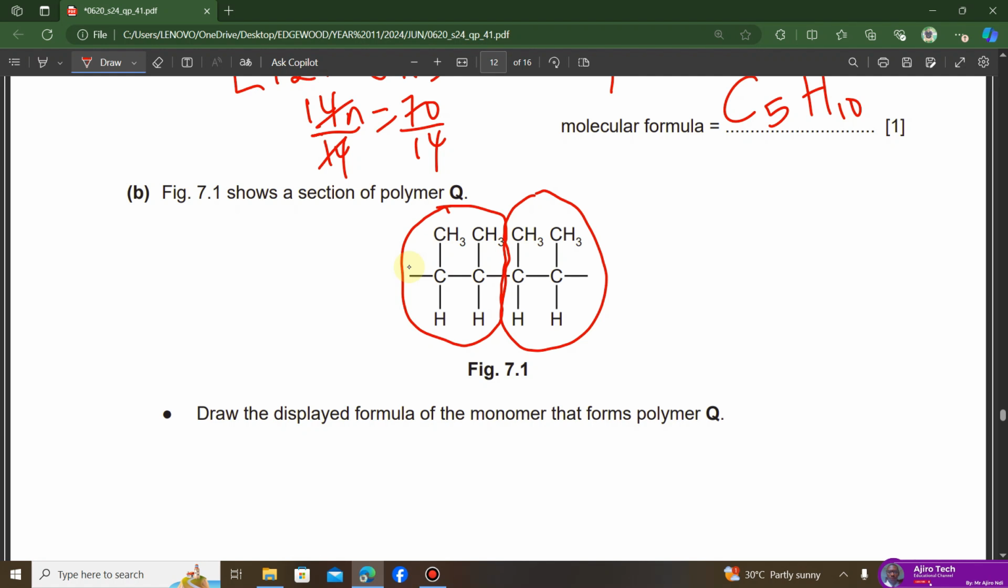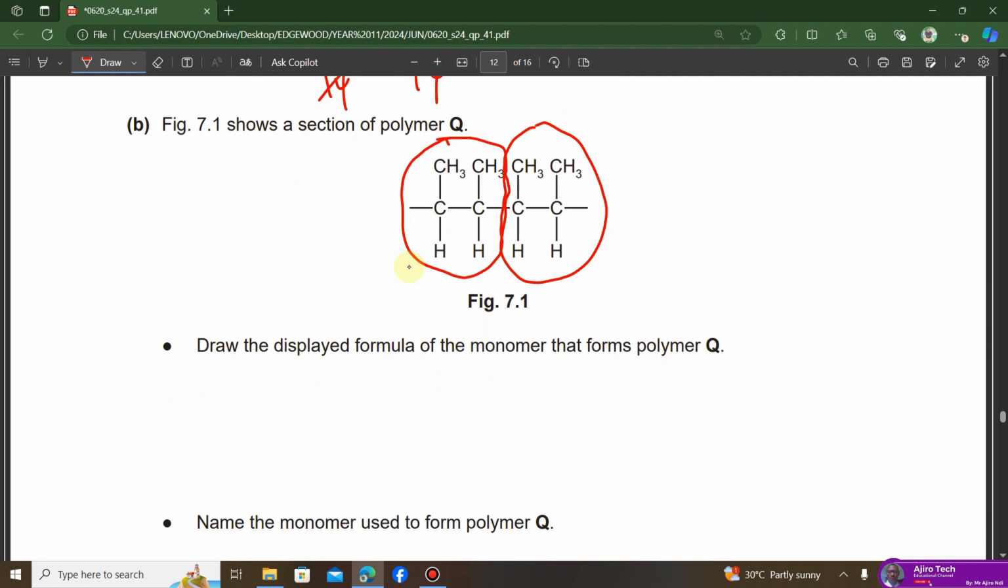So when you know that, all you need to do is to pick out one of the units that is repeated and put a double bond in between the two carbons. So I'm going to pick out one of these units. So I'll have something like this, C. Okay, so I'll put a double bond in between, and then I complete it by putting the atoms attached. So we have CH3 right here, we have H on the first one, and on the other one we have CH3, and we equally have H. So this is the monomer that gave this. It's as simple as that.